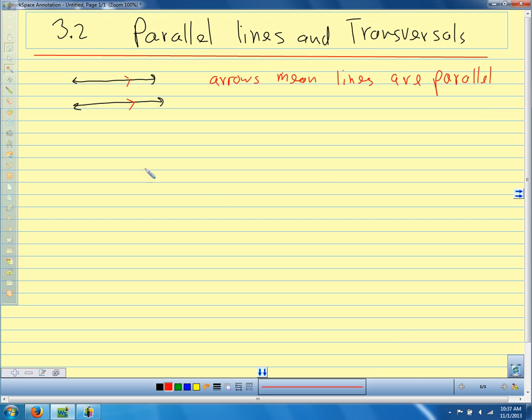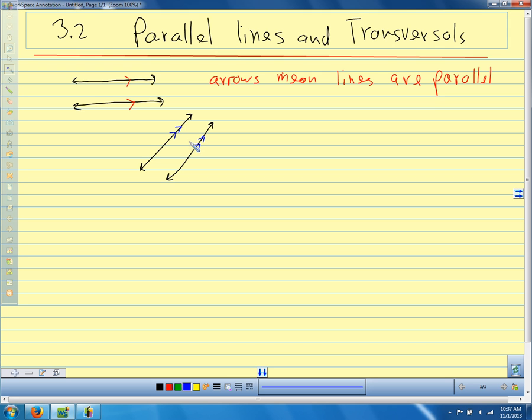And if we have more than one set of lines, we could then use a different number of arrows. So on these I could put 2 arrows, and that means that those two lines are parallel. These two are parallel to each other, and these two are parallel. So basically, like our tick marks, the lines with the same number of arrows would all be parallel.